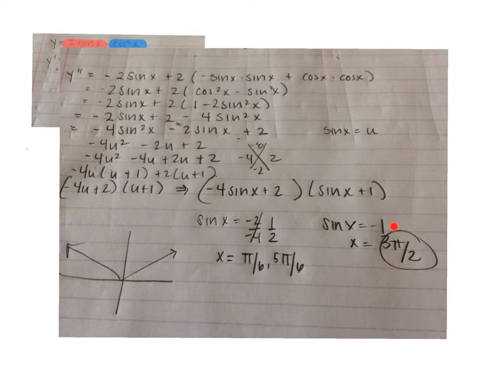But 3 pi over 2 shows up again. So I am now going to structure the table now that we have all these values. I have my CPs. I've got my POIs. And I can go ahead and put together a table.